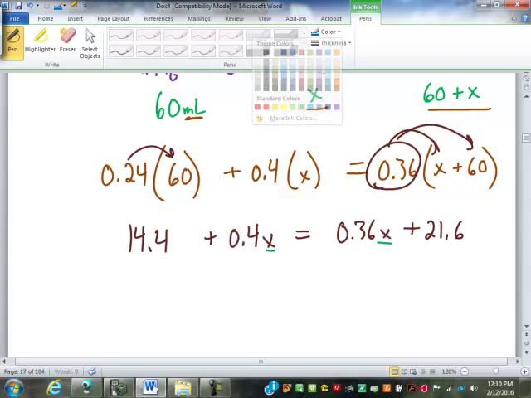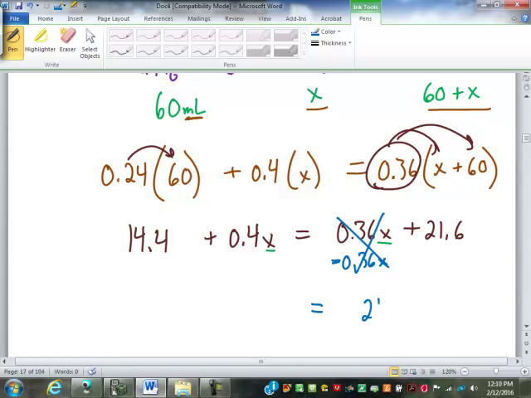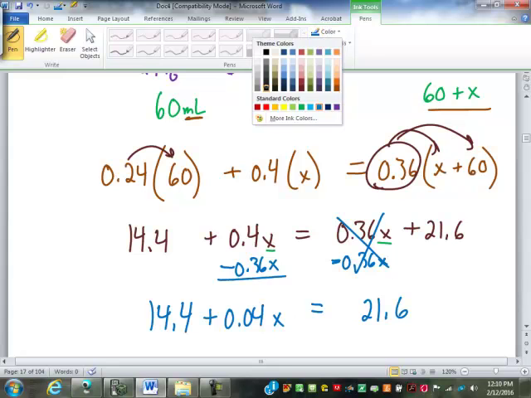So we can't just combine them. In this case we have to get rid of one. I always get rid of the smaller one. In this case that's the 0.36x. So we subtract 0.36x to get rid of that. That'll leave us with 21.6 on this side. Subtracting 0.36x here leaves me with a positive 0.04x, and 14.4 is still over there.